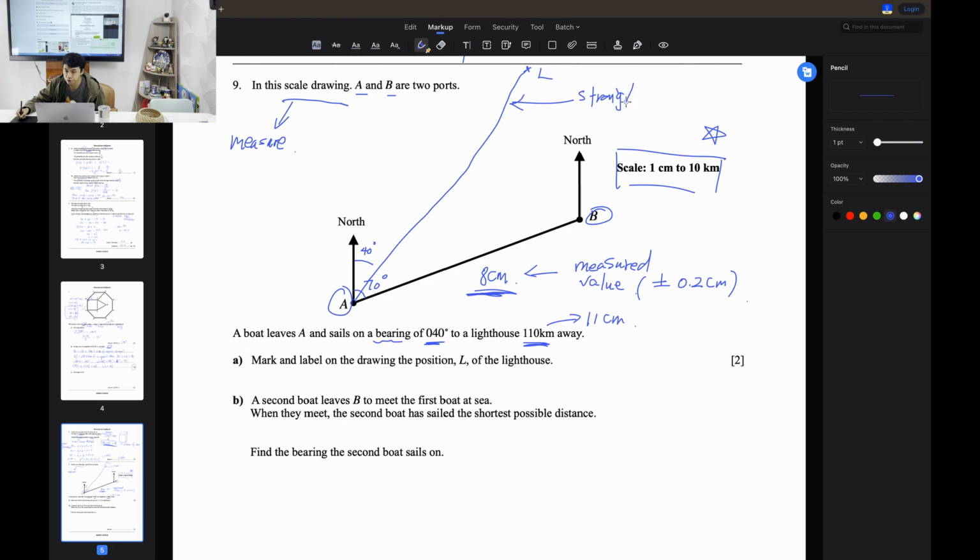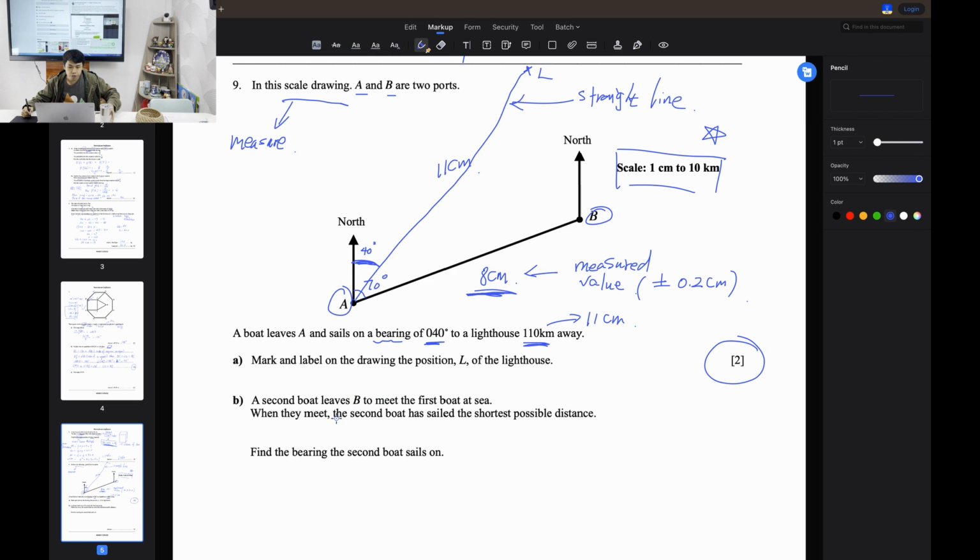Anyway, when you are drawing, you should have a ruler with you. All right. Okay, this is 2 marks. As long as you draw this to be 11 cm, show that this is 40 degrees, and mark out the point L, you will have 2 marks.